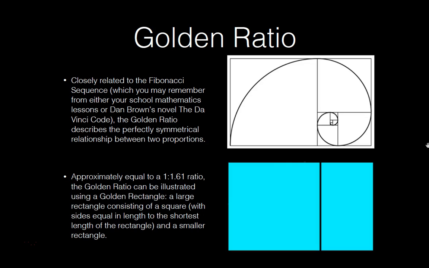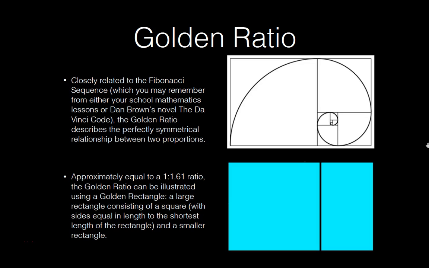So the golden ratio, it's 1 to 1.618. Again, you may have heard of the Fibonacci sequence, or the Fibonacci spiral. You may remember this from maths, or the Da Vinci Code was heavily based on this. The golden ratio is this perfectly symmetrical relationship between two proportions.